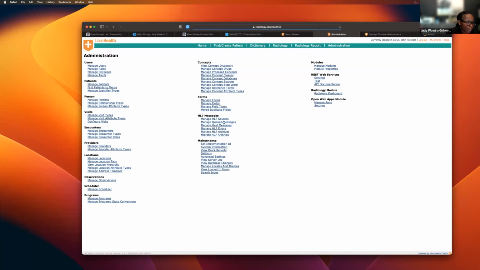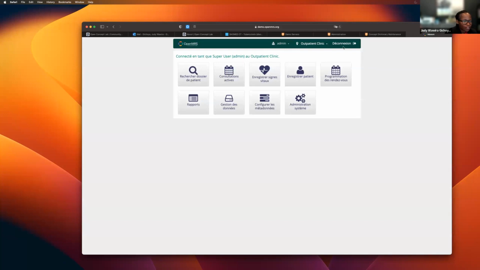administration that allows you to resolve your messages and errors, allows you to look at your concepts, allows you to add providers and new people and new visits and new users or new locations, which would be the job that you have as an informatics officer.